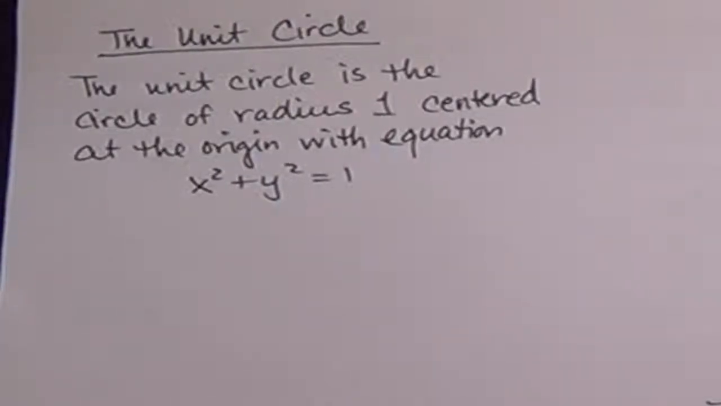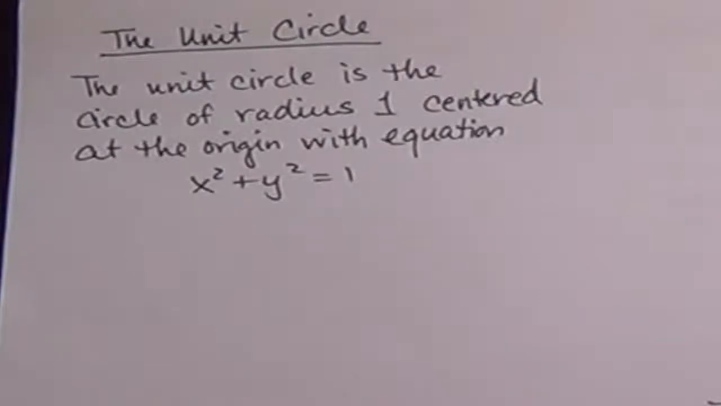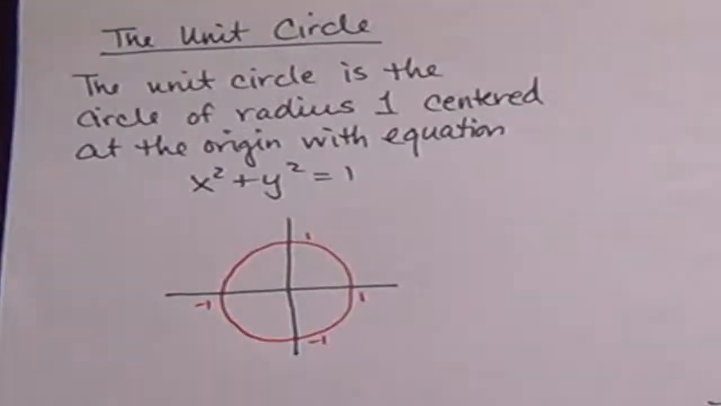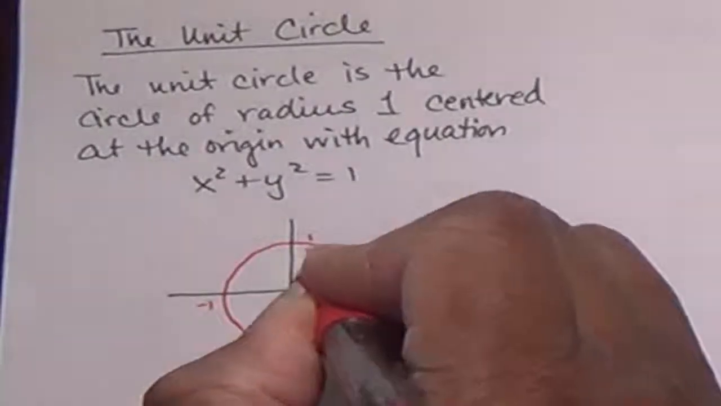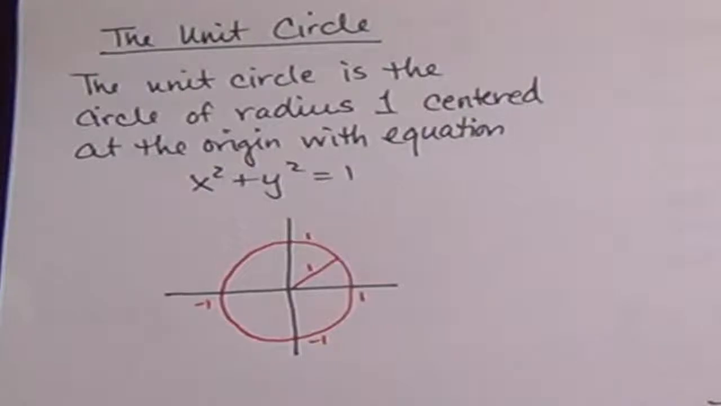In this section, we're going to look at the unit circle. The unit circle is basically a circle of radius 1 centered at the origin with the equation x squared plus y squared equals 1. So here's an example of our unit circle. And again, radius 1 just says that the distance from the center out to any point is 1 unit.